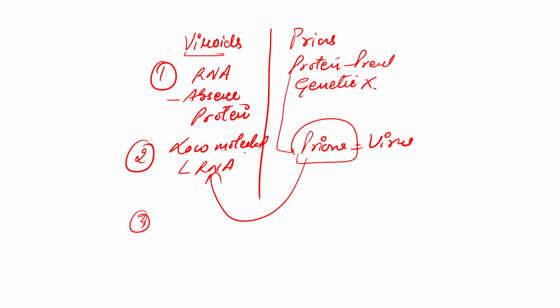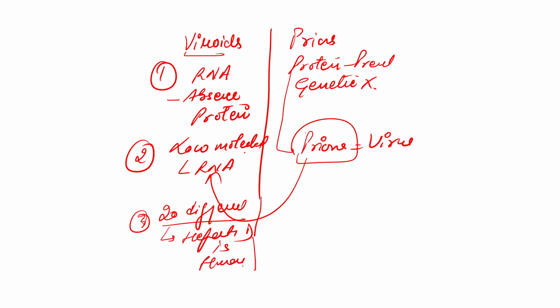The basic difference, third one, is that viroids cause about 20 different plant diseases only. It is believed it has caused hepatitis D in the case of humans. So the only known disease caused by viroids till date is hepatitis D, because it is believed that the hepatitis D virus has properties like that of viroids. But in case of prions, it is capable of causing disease both in humans and in cattle.